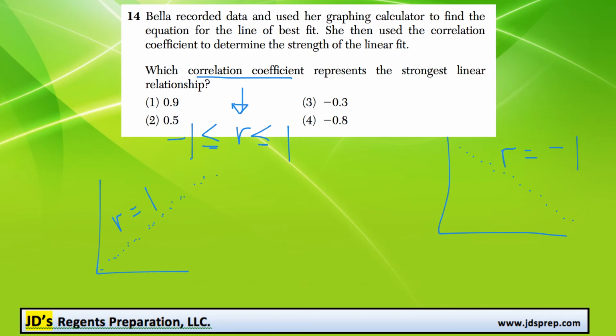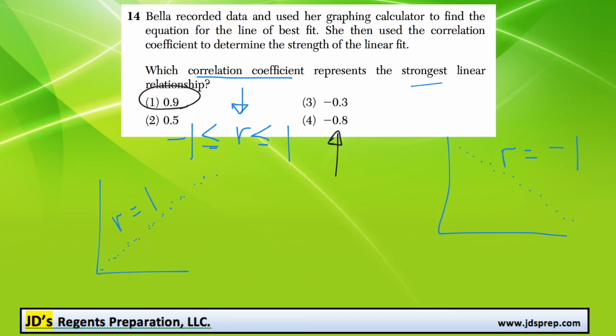But we're asking here for the strongest linear relationship. So we're looking for a number that's either the closest to +1 or the closest to -1. And so that's going to be 0.9. And that's because that's only 0.1 away from being a perfect linear relationship.